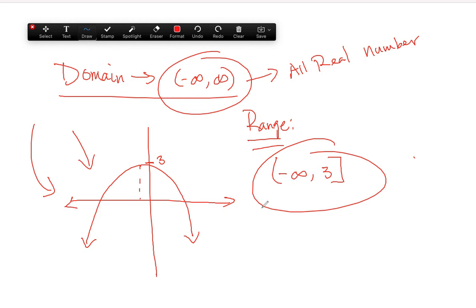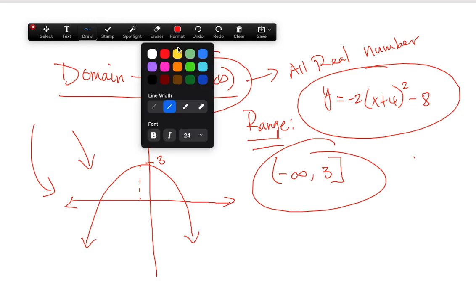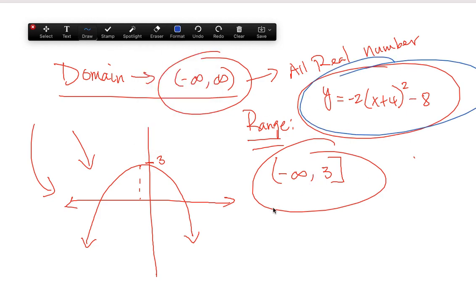Now, okay, but what if you don't have the graph? So what if you just have, let's say it's in vertex form and it's y equals negative 2 times x plus 4 squared and then minus 8. So how would you answer the range of this question? For my specific example here that I just wrote down, I'll circle it in blue, right there.